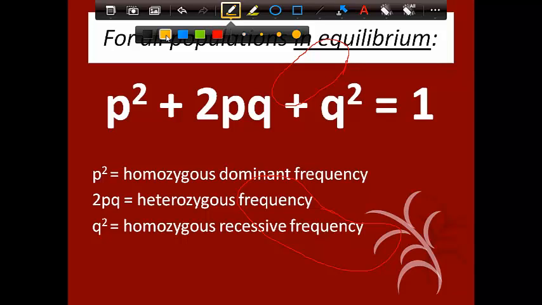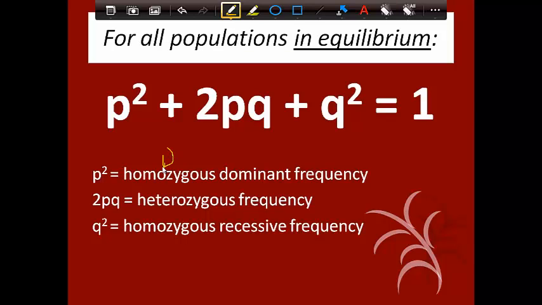Let's write in yellow, how about? So homozygous dominant would be like big D, and frequency is equal to a percent or a decimal, because really decimals and percents are kind of the same thing depending on how you write them. So basically what we're saying is p squared is the percentage of homozygous dominant individuals in the population. So if we again look at our gene pool and look at all the homozygous dominant gene combinations in the population, the percentage of those would be our frequency for p squared.